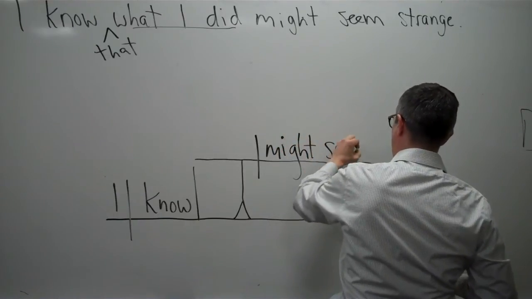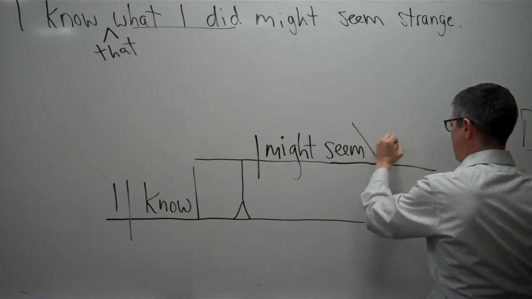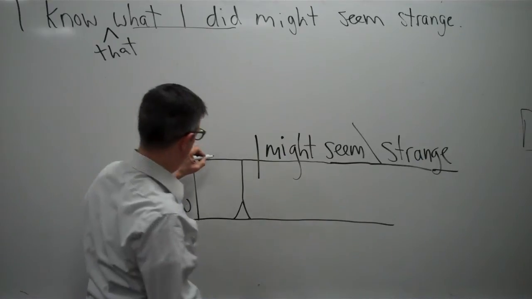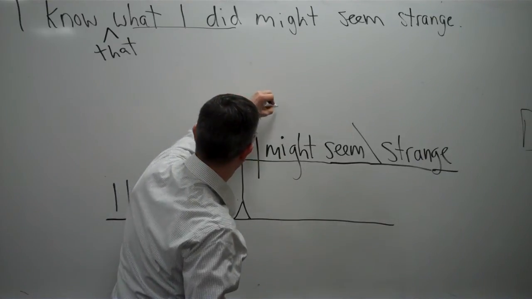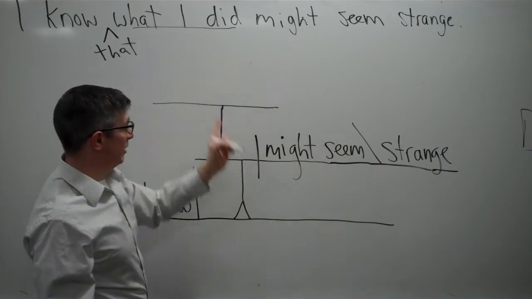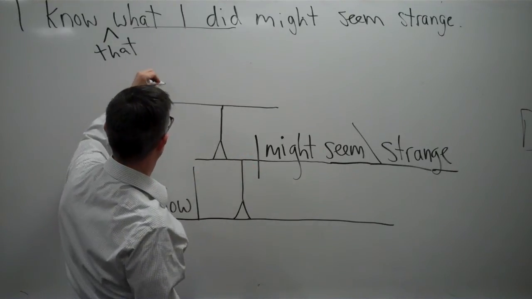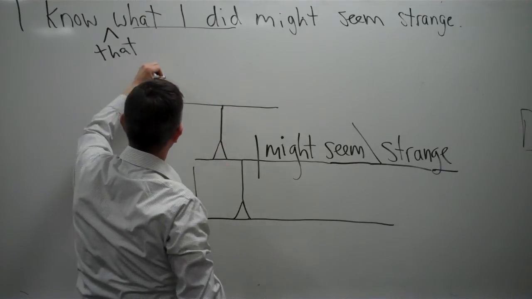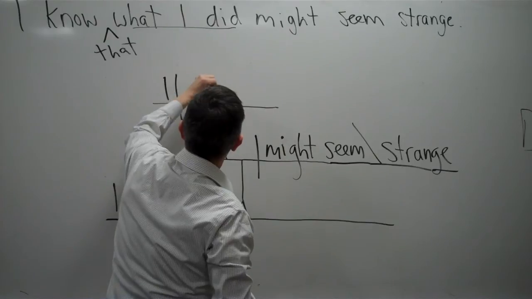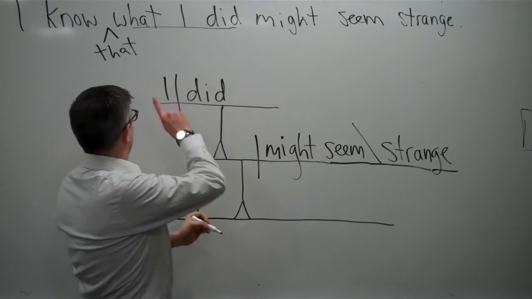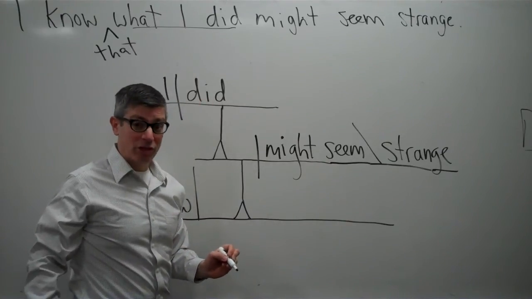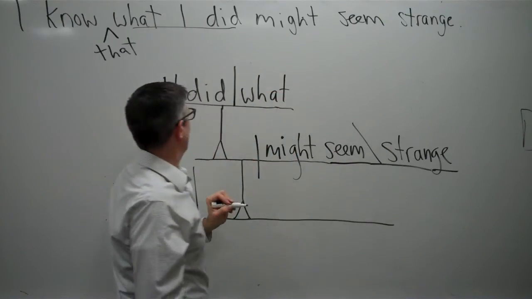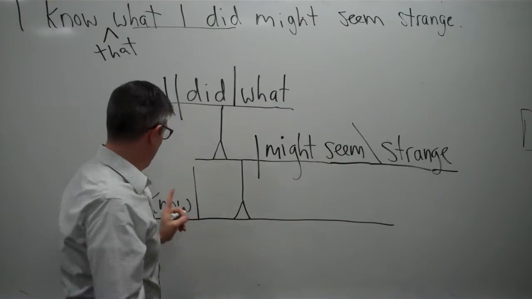So we know that might seem, and we can carry this on a bit because "seem strange," this much is clear. "Strange" is a subjective complement, so we get this slanty line here. What might seem strange? Well, now we need another pedestal. And the subject here, so "what I did" is what might seem strange, so that's the subject of "might seem," and in this nominal clause here, "I" is the subject, "did" is the verb, and what was done? Is there a direct object here? There is indeed. What was done? What. That's what. So we put "what" right there.